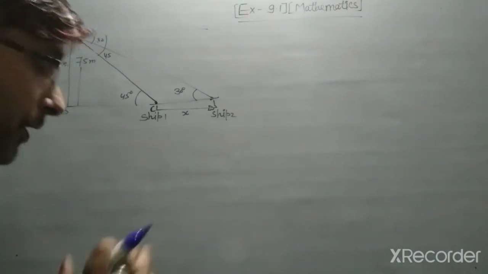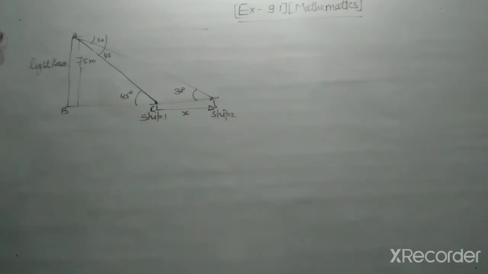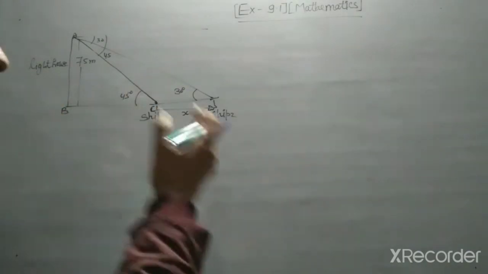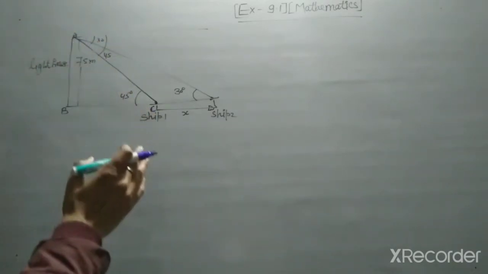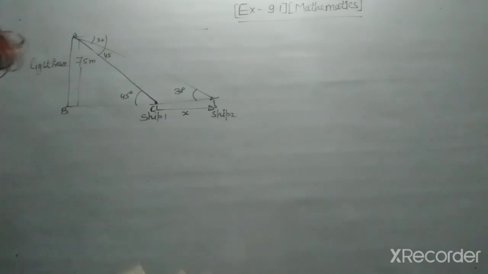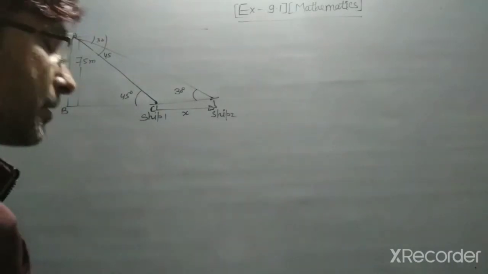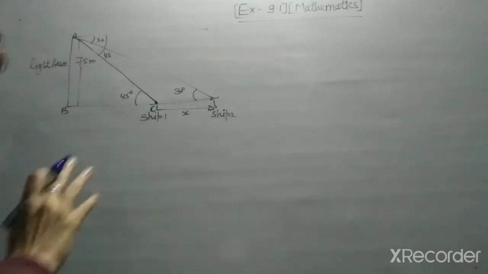Just like what you say, AB is a lighthouse and CD is a ship 1 and C is ship 1, D is ship 2, and the angle of depression from the top of the lighthouse is 30 and the second angle of depression for the second ship is 45, and then after this diagram we have.